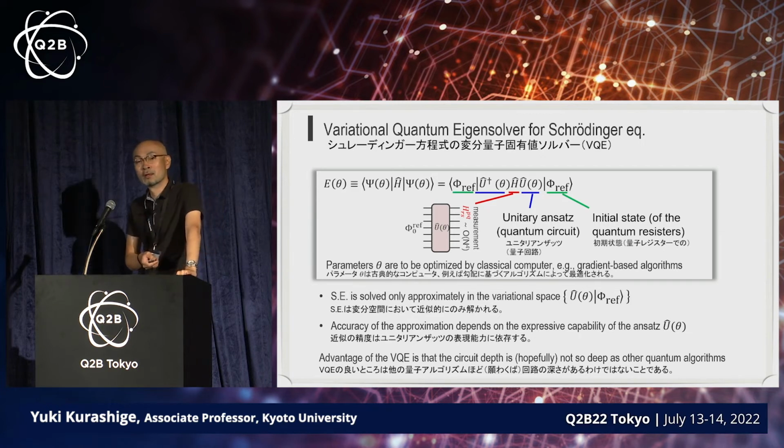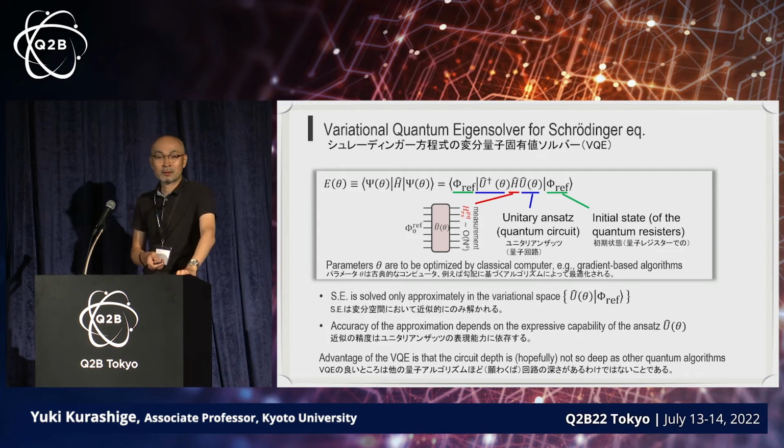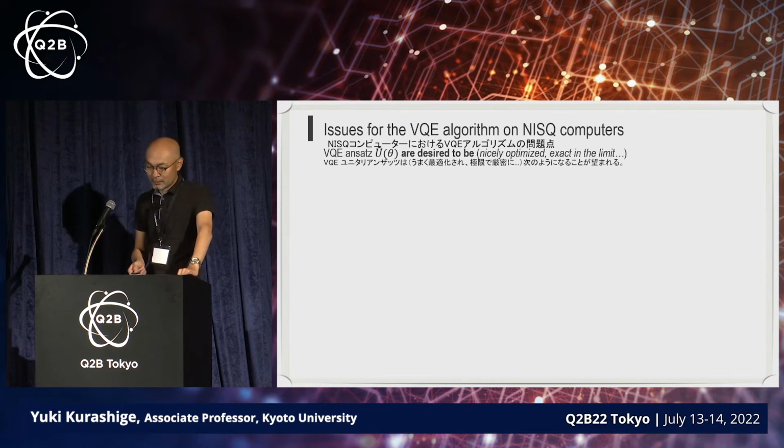Of course, there's another reason for VQE collecting attention. Compared to other algorithms, the circuit tends to be shorter. Just one step might be sufficient for the time evolution. That is something that we can expect.